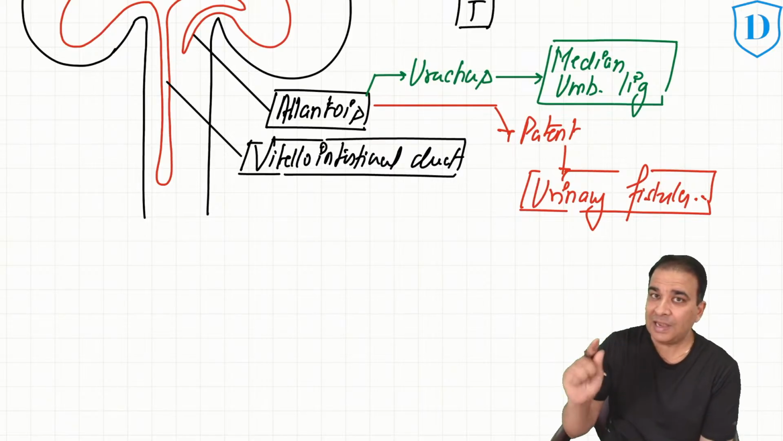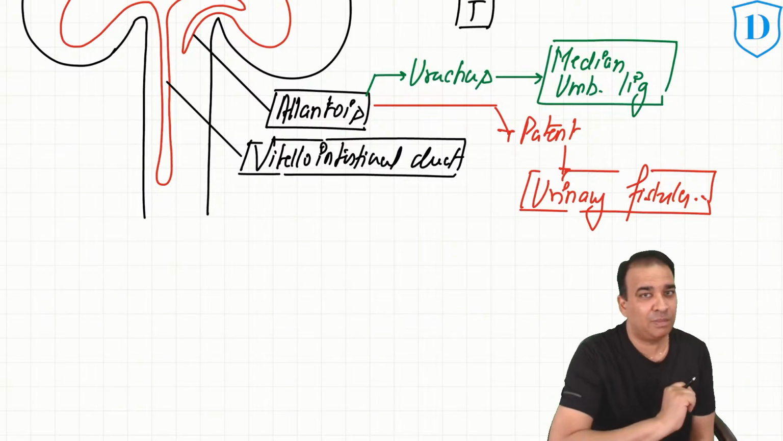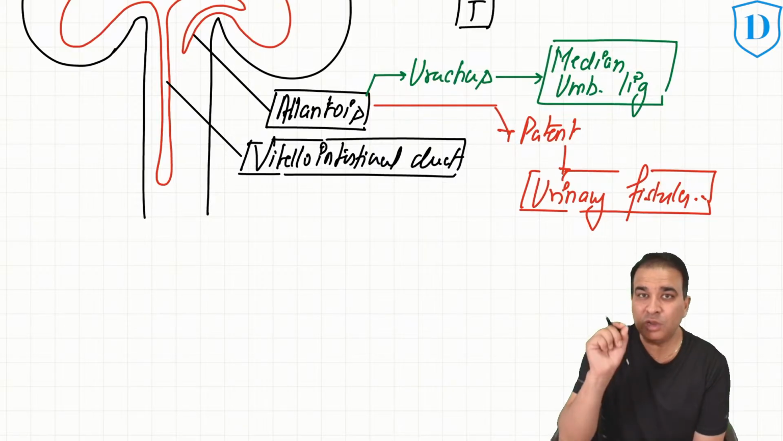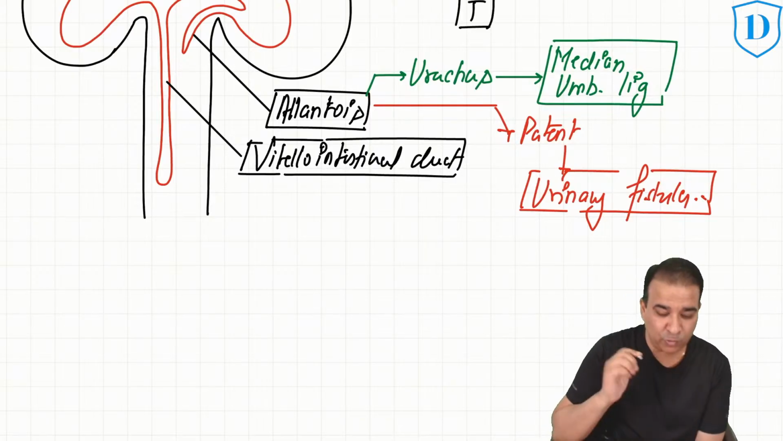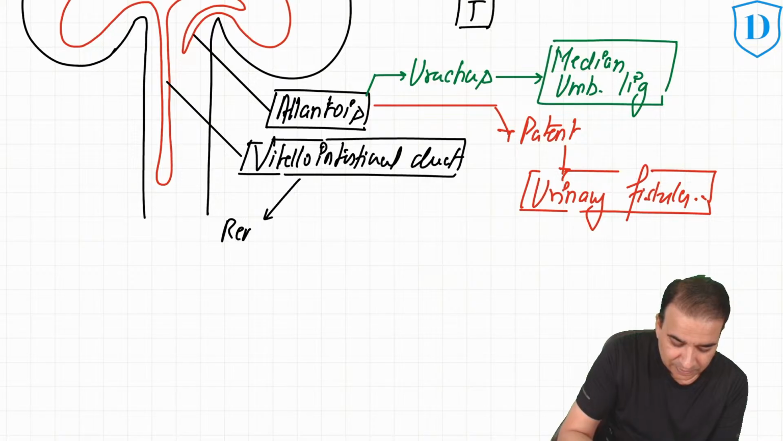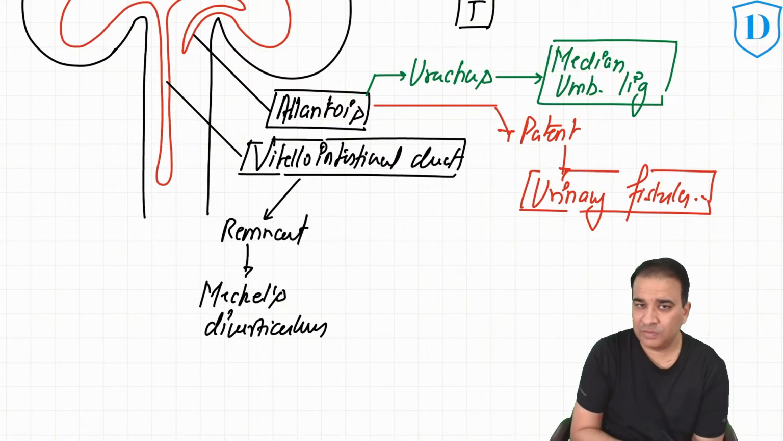इस केस में अगर allantois patent रह गया, if allantois is patent, तो urine droplets can be seen coming out of the umbilical opening. But हमारा question urine droplet के ऊपर नहीं, meconium के ऊपर है. The meconium discharge can be seen coming out of the umbilicus. वो किस वजह से? Vitellointestinal duct, guys. Vitellointestinal duct का remnant, it could be Meckel's diverticulum. Meckel's diverticulum could be the remnant of the vitellointestinal.